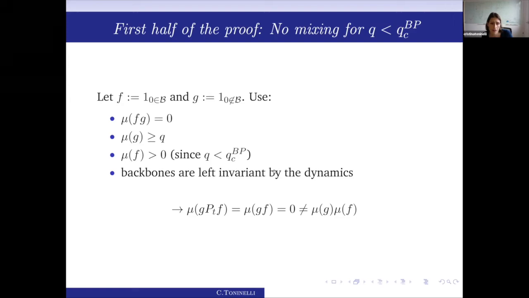So if the function f does not evolve under the dynamics, then this product is equal to mu of g times f, which is 0 and which is different from mu of g times mu of f. So you see that once there is percolation of blocked clusters, there cannot be convergence, there cannot be mixing.